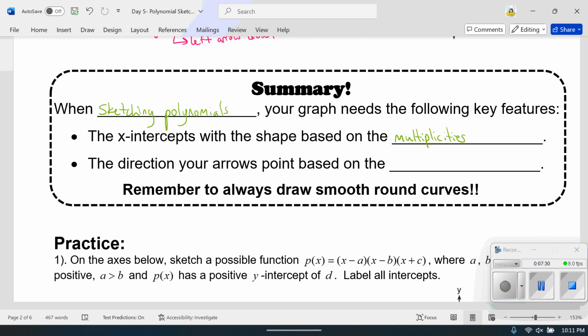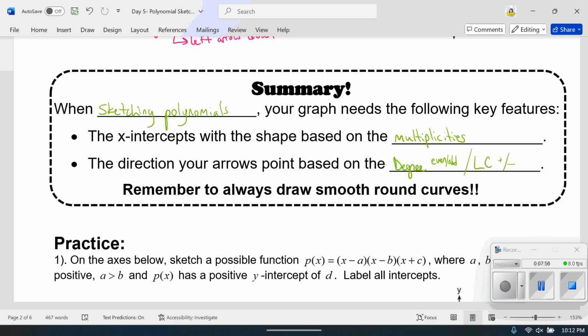So the straight through, bounce, or squiggles. You also need the direction your arrows point in, and that is based on the degree, whether you are even/odd, and it's also based on the leading coefficient, whether you are positive or negative. And most importantly, please remember to always draw smooth, round curves.